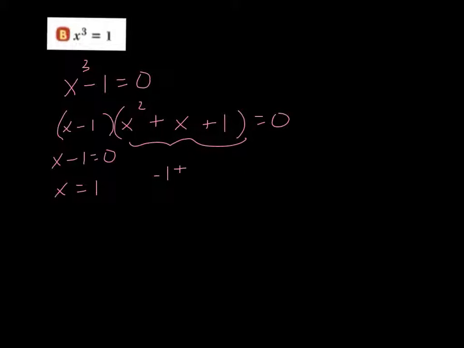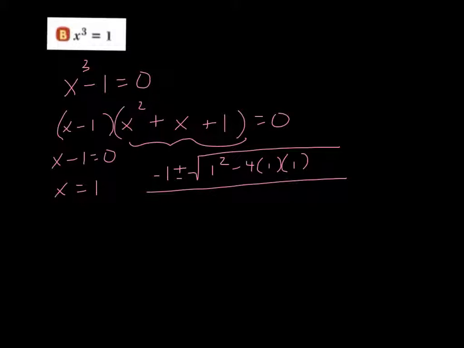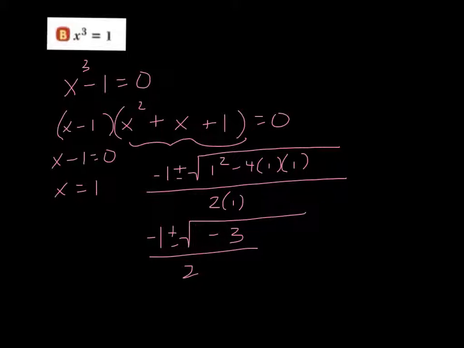Opposite of b plus or minus square root of b squared minus 4ac. And again, we're going to get a complex number there. So negative 1 plus or minus, so this is 1 minus 4, or negative 3. Sorry, I don't know why I made that fraction bar and that radical sign quite so long. There we go. Okay, so the square root of negative 3 is i root 3. So I have negative 1 plus or minus i root 3 over 2.